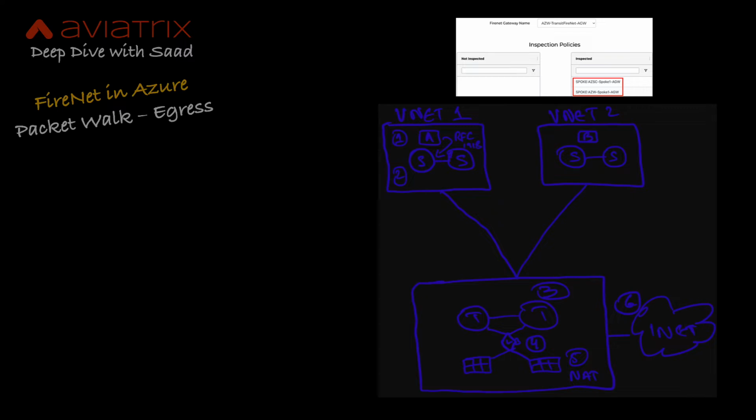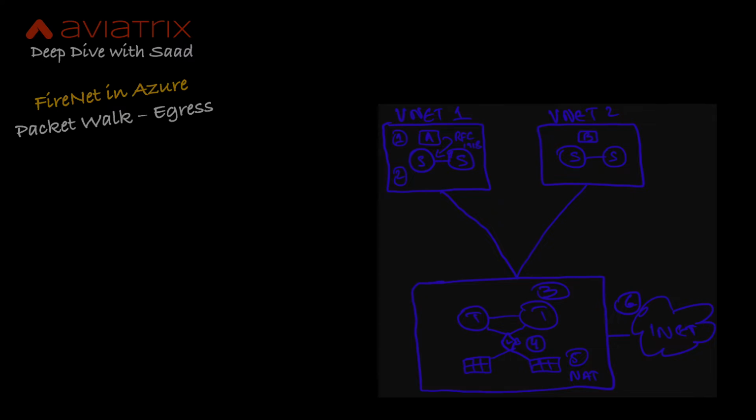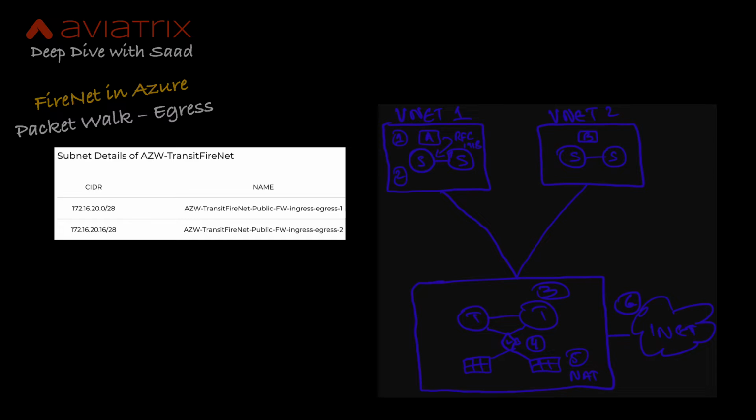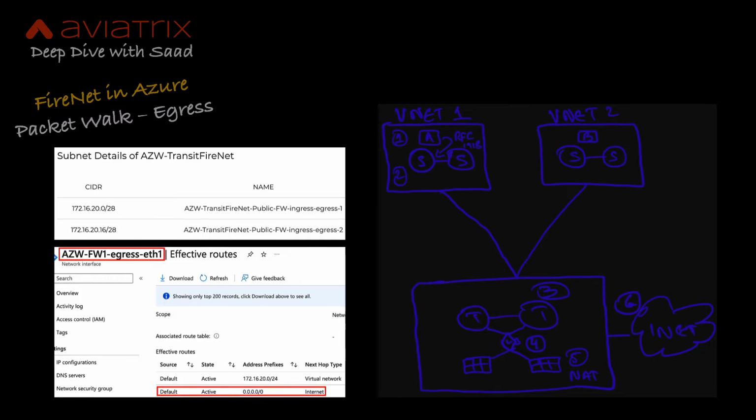Load balancer will perform its hashing and select a firewall for the inspection. Firewall will inspect the traffic as usual, but this time the firewall will also NAT the traffic and use its egress interface to reach the internet by using the transit FireNet public firewall ingress egress subnet and system route of quad 0 that points to the internet.